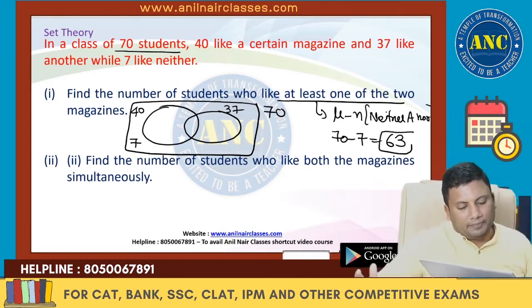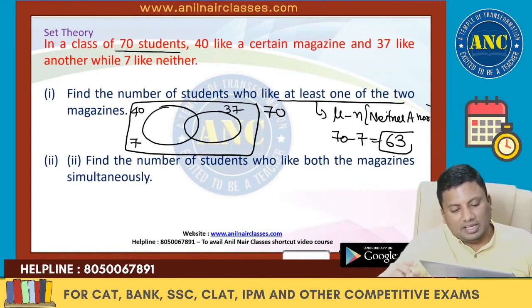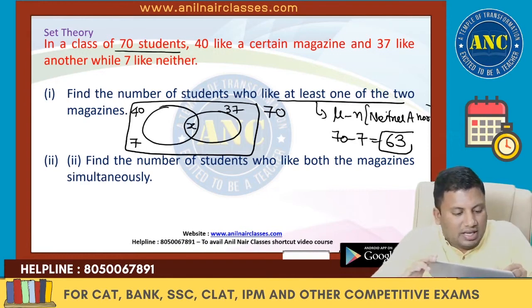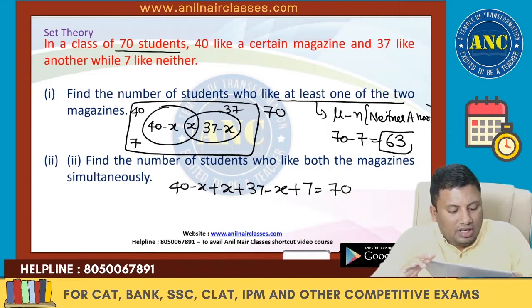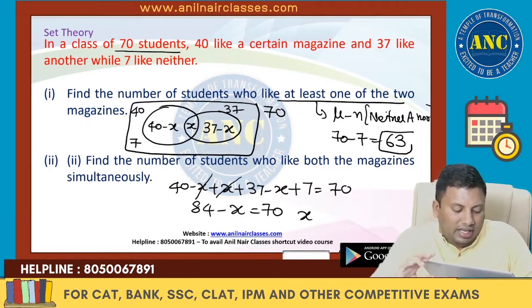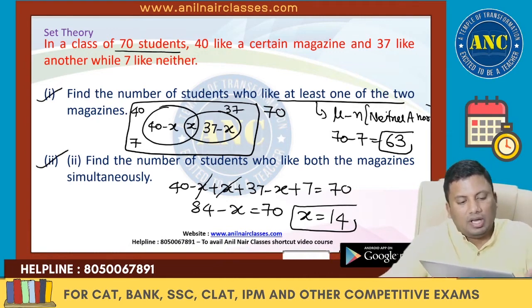You don't need to do it. Suppose if you do it, find the number of students who like both the magazines simultaneously. If this is X, these are 40 minus X, and these are 37 minus X. 40 minus X plus 37 minus X plus 7 is 70. That is 84 minus X, where minus X plus X cancel, equals 70. X is nothing but 14. I hope the idea is clear. First and second question, I hope it is clear.